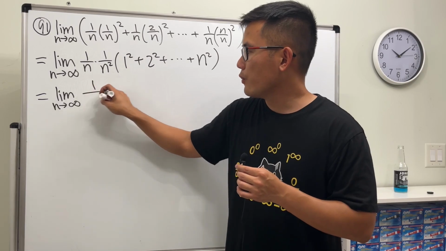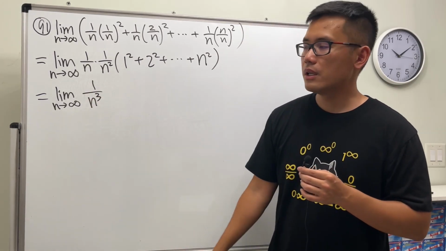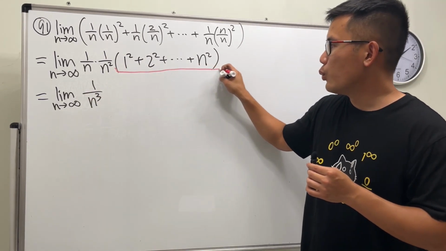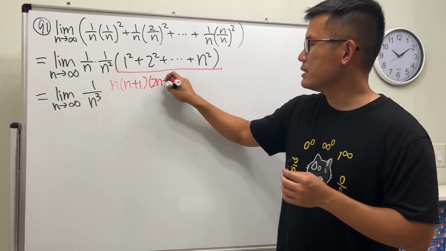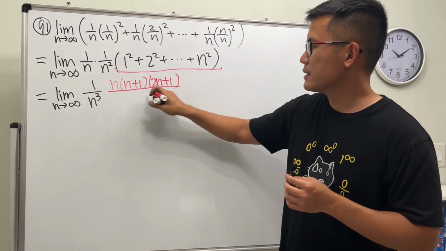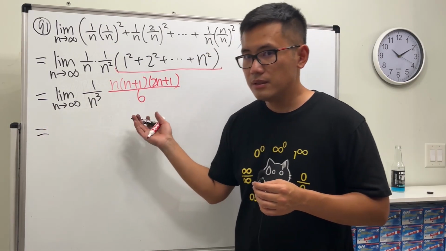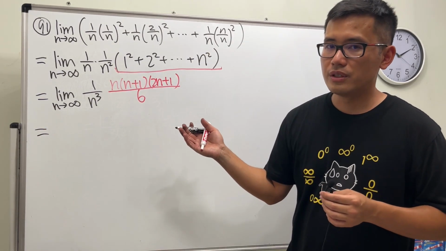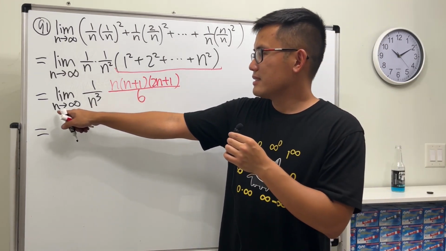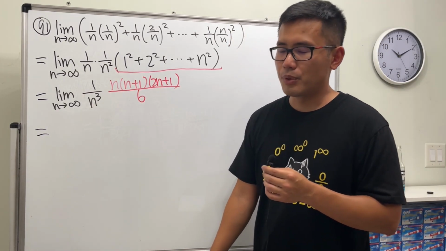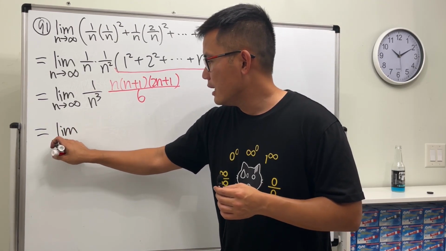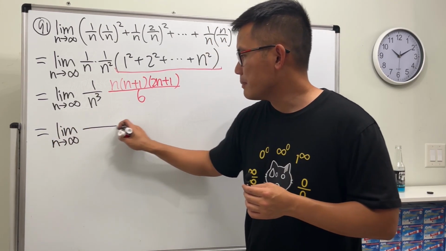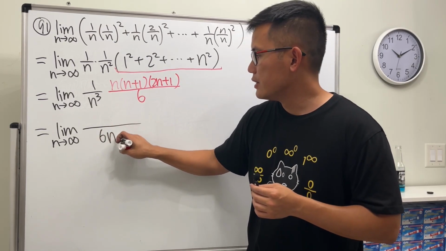This is 1 over n to the third power, and all this n times n plus 1 times 2n plus 1 all over 6. Does this look familiar? You should. The limit is n approaching infinity, right? So this is the limit as n goes to infinity. On the bottom we have 6n cubed.